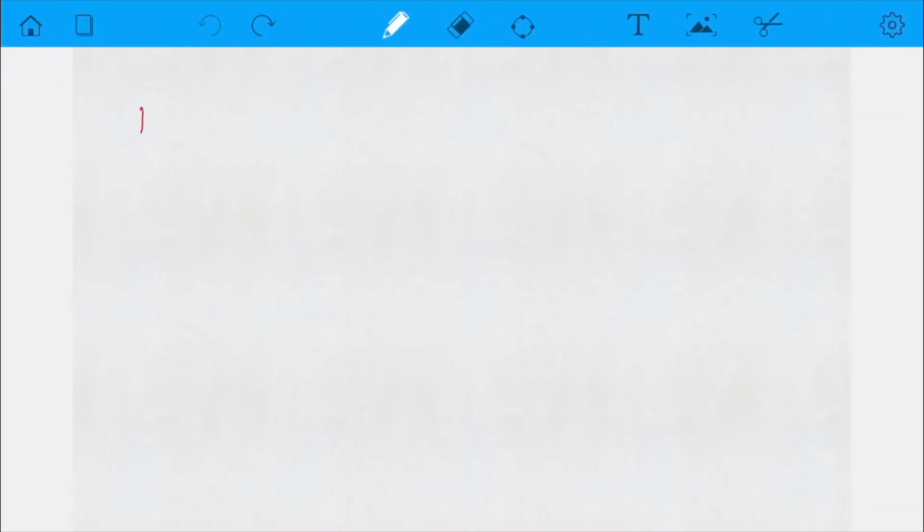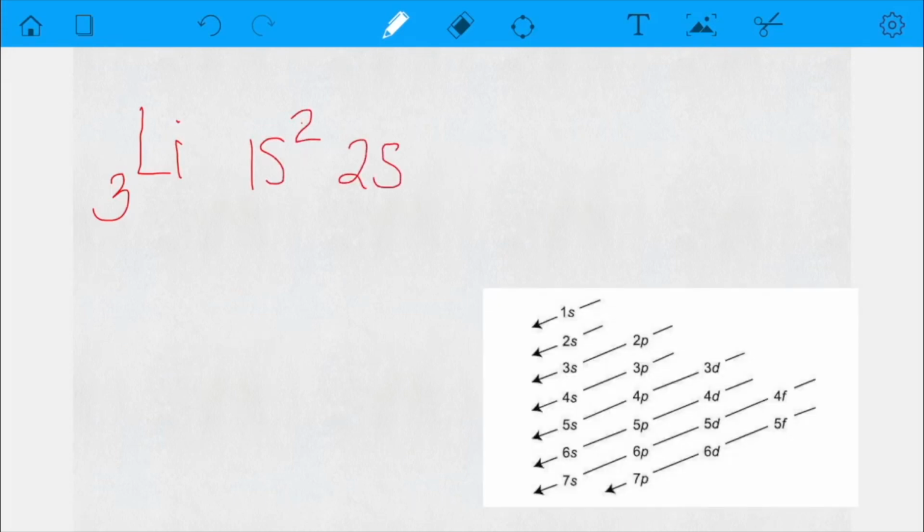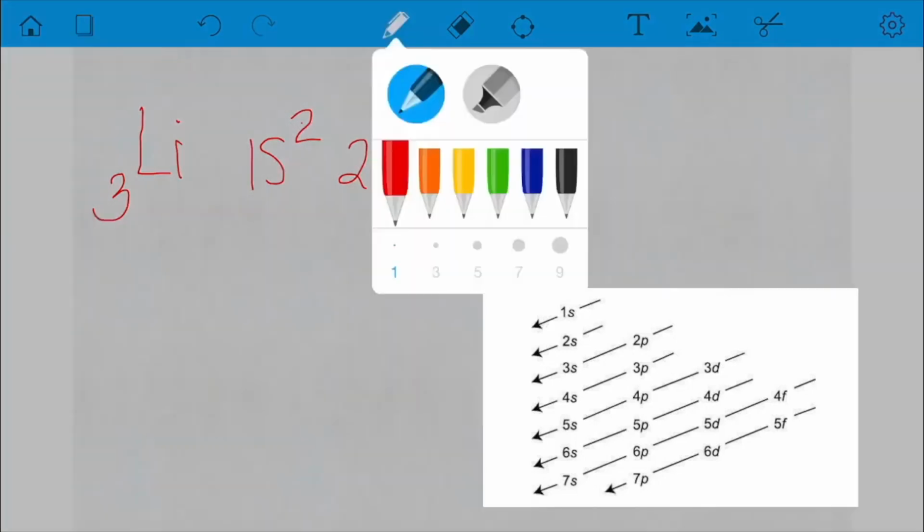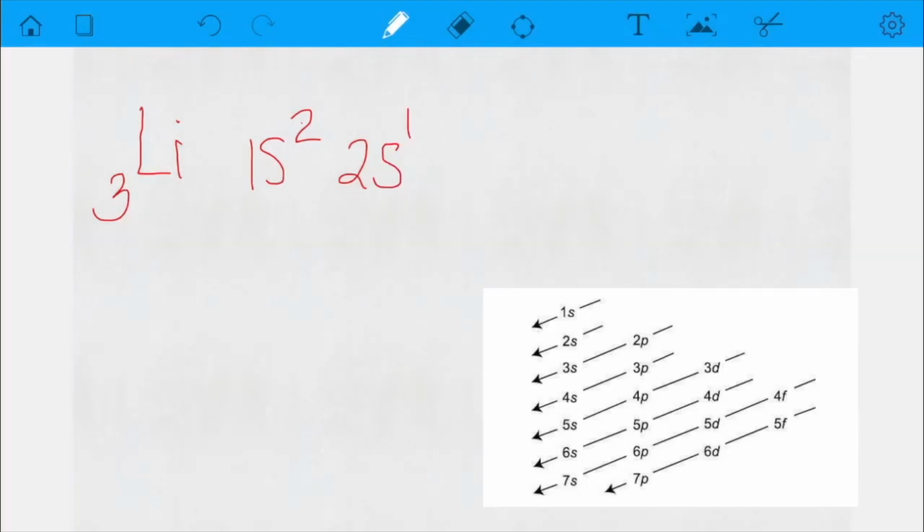So we are going to write, for example, lithium with atomic number 3. We write 1s2, then 2s1. Following the Aufbau principle, electrons are filled up according to a scheme known as the Aufbau principle, or building up, which corresponds to increasing energy of the subshells. Then we count 2 plus 1 electrons equals 3, equal to the number of protons.